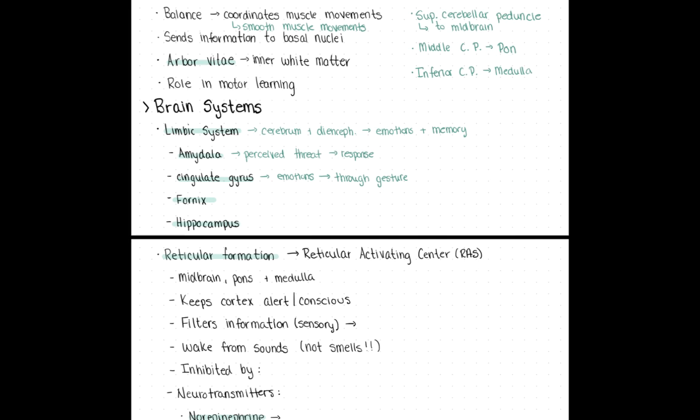And then we have the fornix. The fornix is actually not a gray matter area. It's a collection of tracts or fibers. This is part of the limbic system that connects the various aspects of the limbic system. So it's kind of the connecting region. It just connects parts of the limbic system.